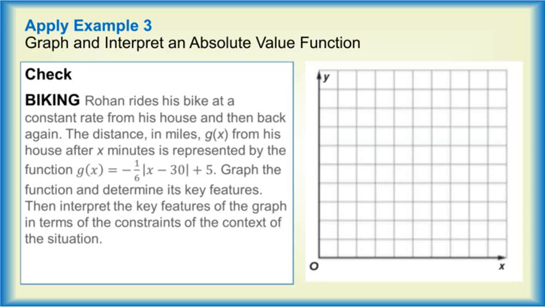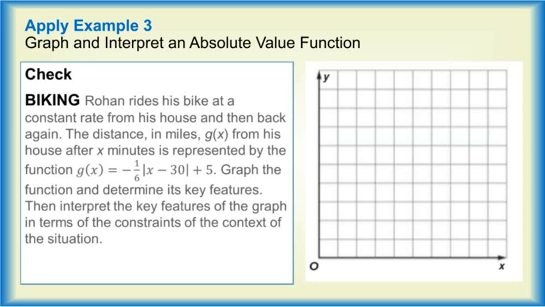Next, Roman rides his bike at a constant rate from his house and then back again. The distance in miles, g of x, from his house after x minutes is represented by the function g of x equals negative 1/6 times the absolute value of x minus 30, plus 5. Graph the function and determine its key features, then interpret the key features of the graph in terms of the constraints of the context in this situation.